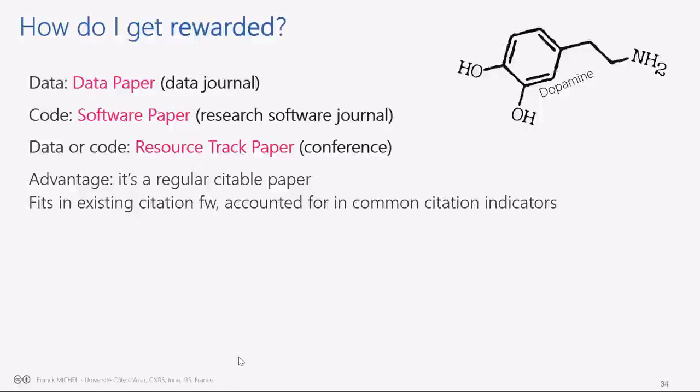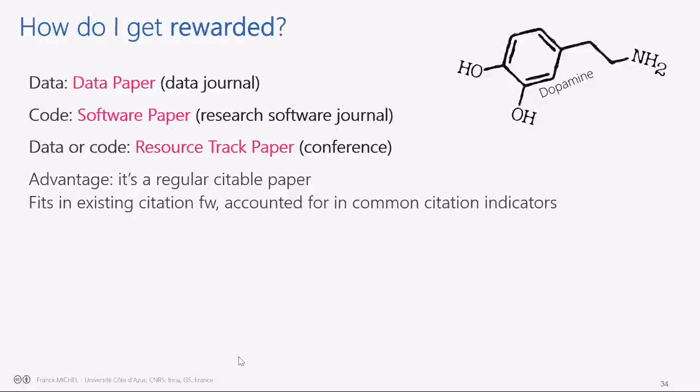The first thing you may think of when you think about getting rewarded for opening your data, your code and your articles, is to have a regular paper. And this is one way to do that. There exist data journals where you can publish a data paper. The data paper is basically a more compact and light type of article where you describe your data set, the way you have processed it, the way you have debiased it, and so on. And it is a peer review process.